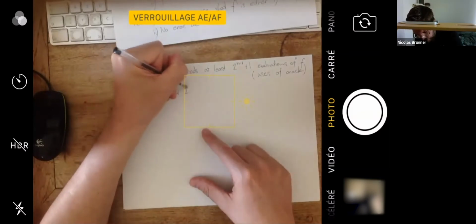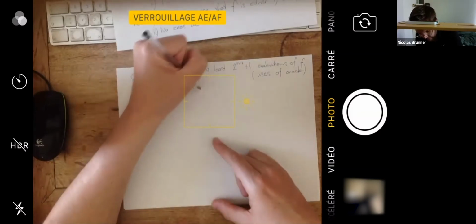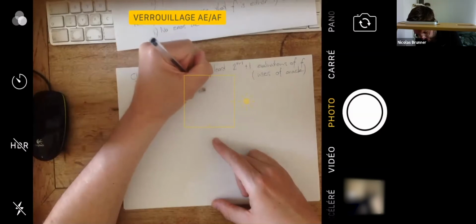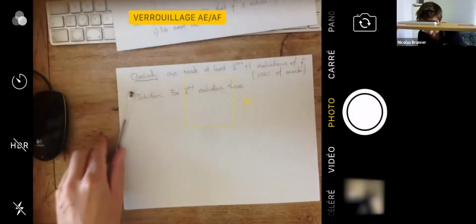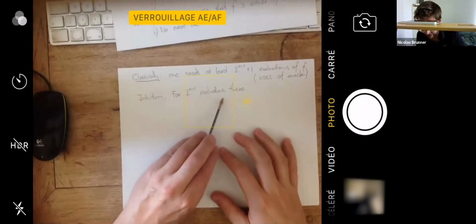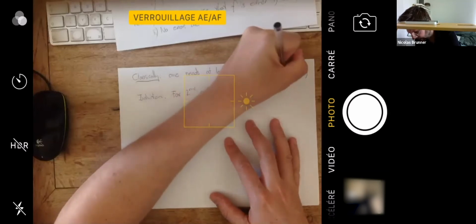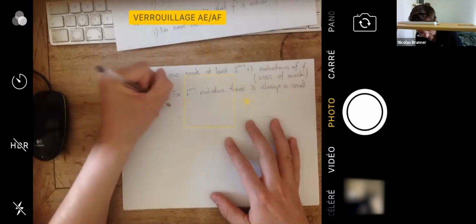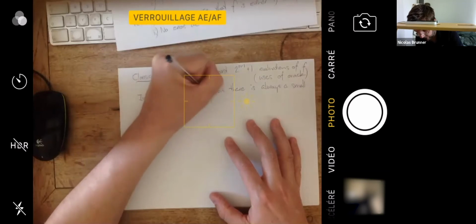So the intuition is that if we would use only 2 to the n minus 1, so 1 less than here, so for 2 to the n minus 1 evaluations of the function, there is always a small probability to get it wrong.